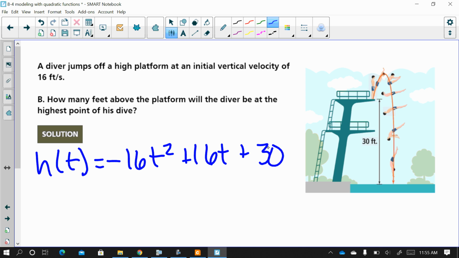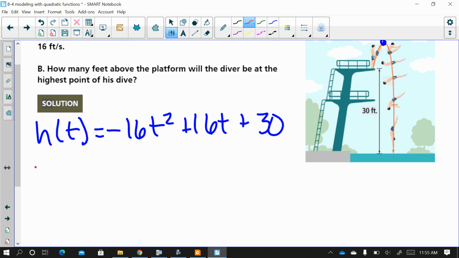Okay, we want to know how many feet above the platform the diver will be at the highest point. Well, here's the highest point. What's another word for that highest point? That's the maximum. So we need to find the vertex. So how do I find the vertex in standard form? Well, I use my axis of symmetry, negative b over 2a.